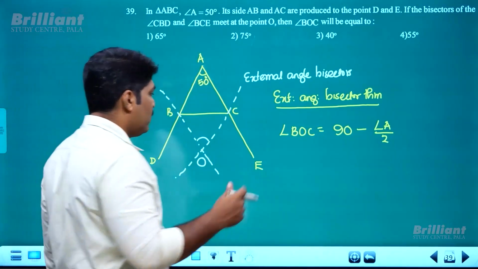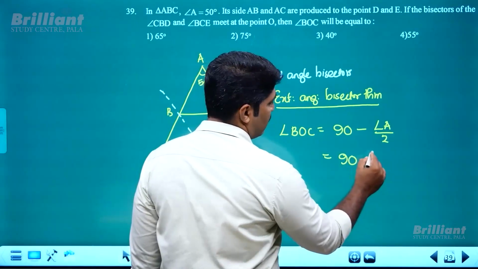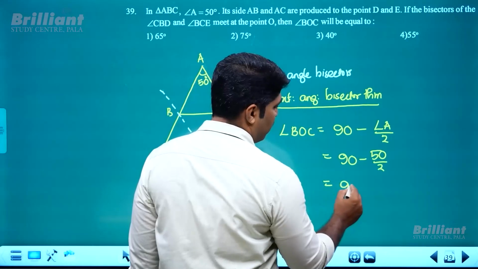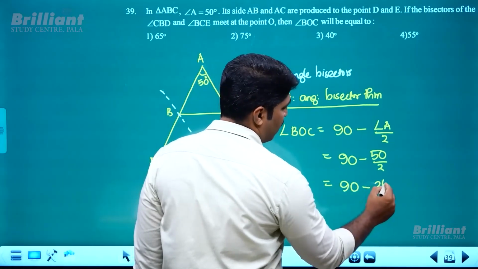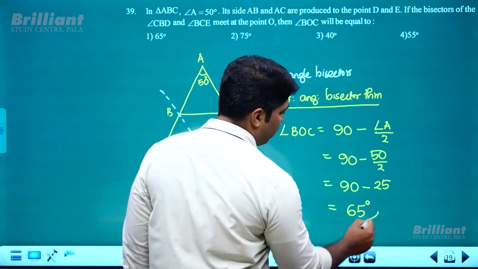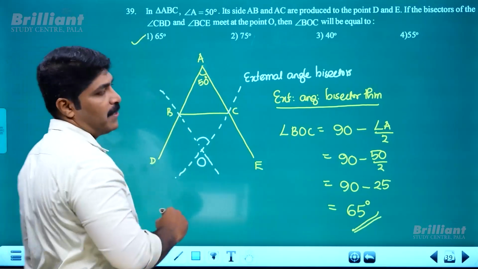With the help of this result, you can easily conclude this is 90 minus 50 by 2. That is 90 minus 25. What will be the answer here? That's equal to 65 degrees. So here the answer is option 1.